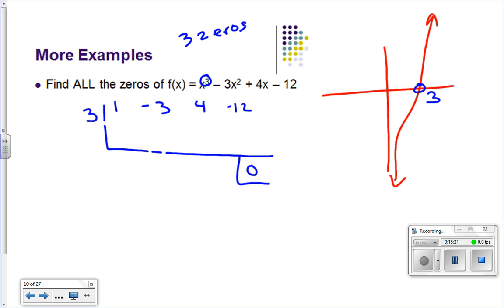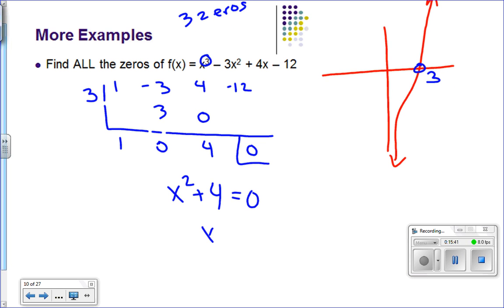So we're going to bring down the 1, multiply and get 0. Then we're going to multiply and get 0 and add to get 4. So our remaining quadratic is x squared plus 4 equals 0. And so solving this quadratic requires the square root property. We get x squared is -4. And so x is plus or minus 2i.